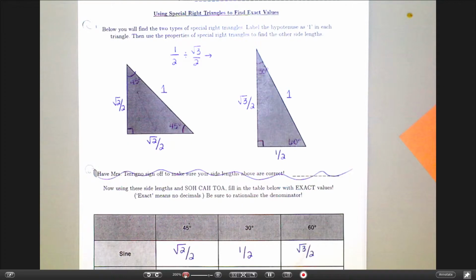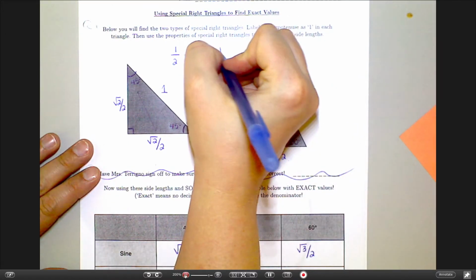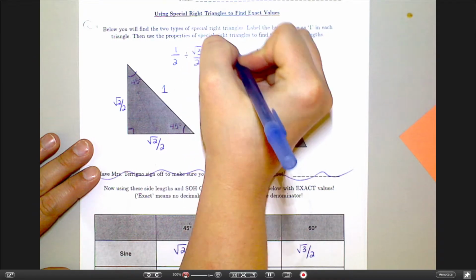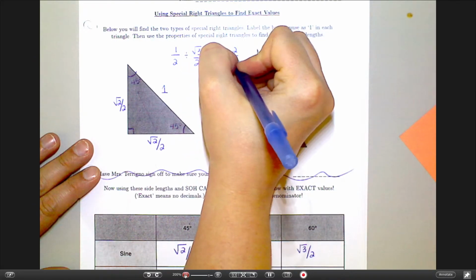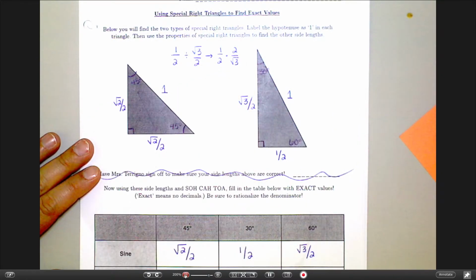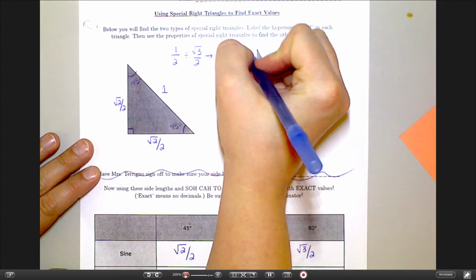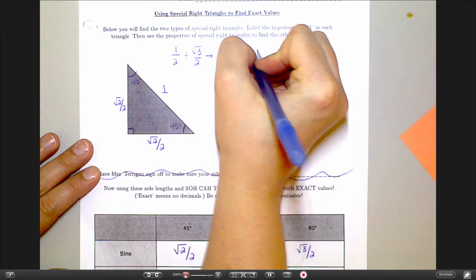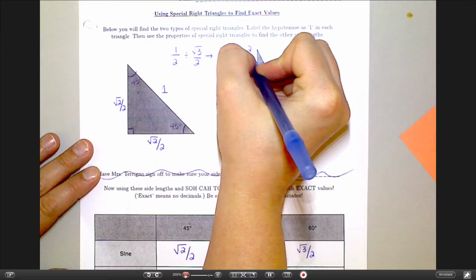Okay, how would I start to divide those? Reciprocal. Reciprocal of just the second one. So it would end up being 1/2 times 2 over the square root of 3. Okay, so I flip the second one over. Now I'm going to multiply straight across. So that's going to give me 2 over 2 square root of 3.